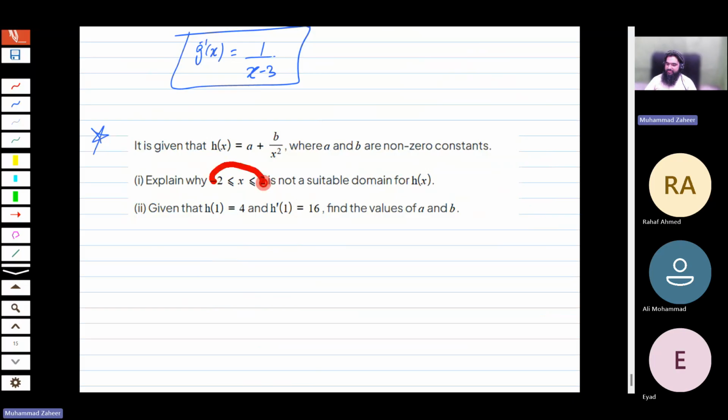From -2 to 2, it is not the suitable domain. He tells us, but why? What is the reason? Because there's a square in x, so there's no negative values. That doesn't matter. Obviously, it is going to give you the output. It is defined for any negative value. For example, if you substitute -2, you will get the answer. If you substitute -1, you will get the answer.